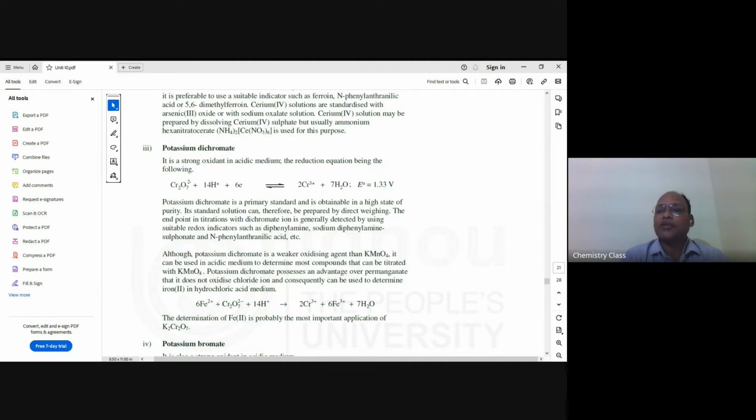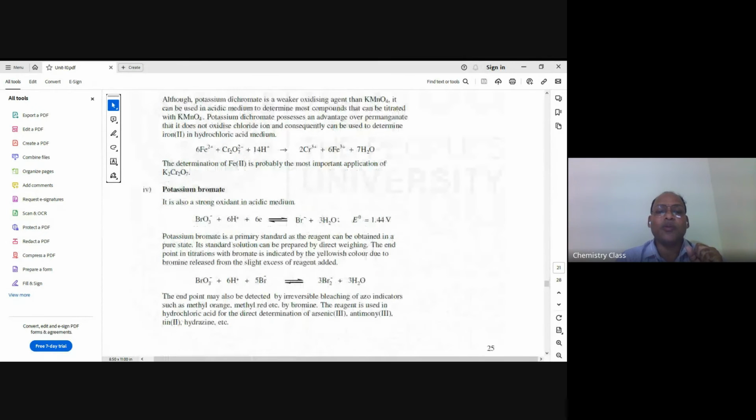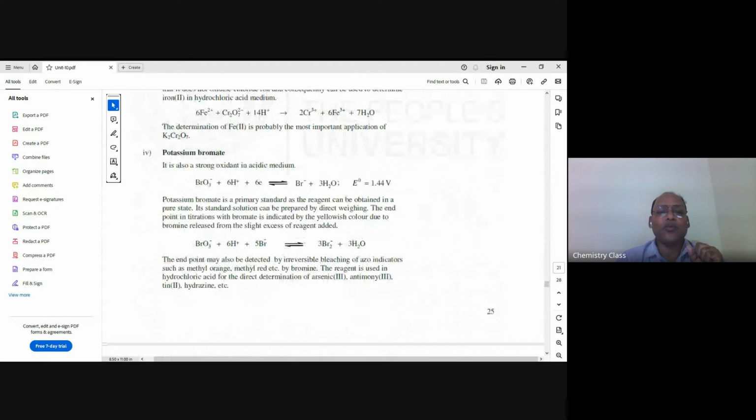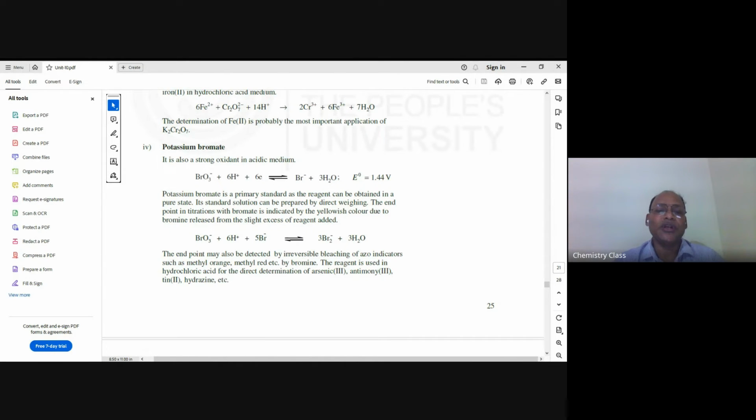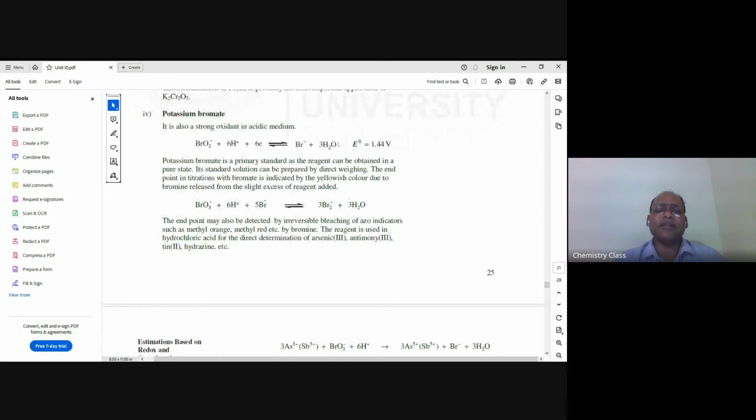Okay, now the thing is that if you come down, so potassium dichromate also, I told you about the potassium dichromate. So potassium bromate, so KBrO3. As you know, it is a powerful oxidizing agent in acidic medium. The electrode potential value is 1.44 volt. Acidic medium means acid should be there.